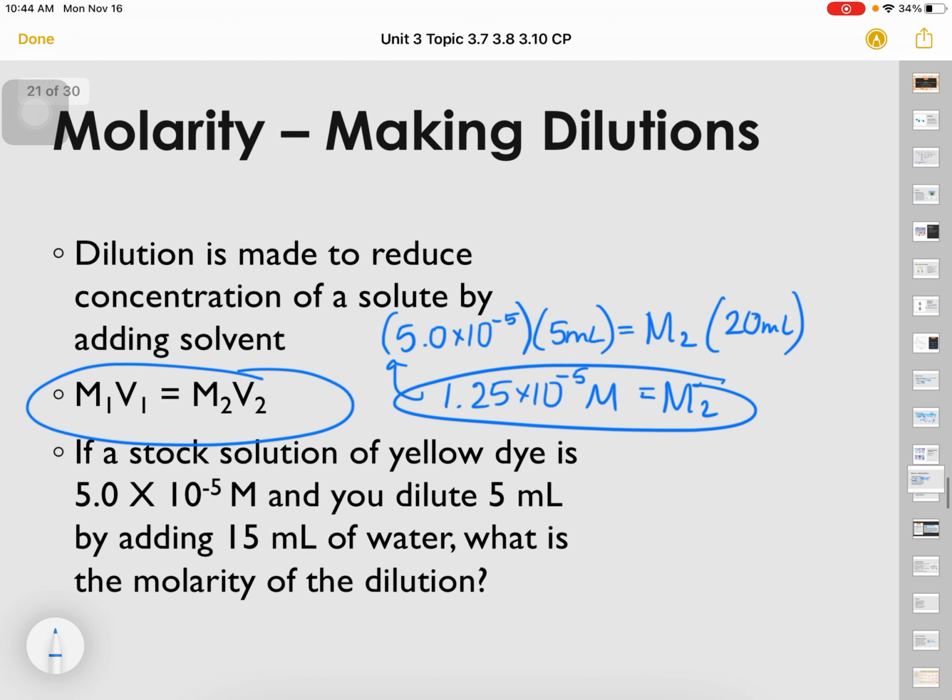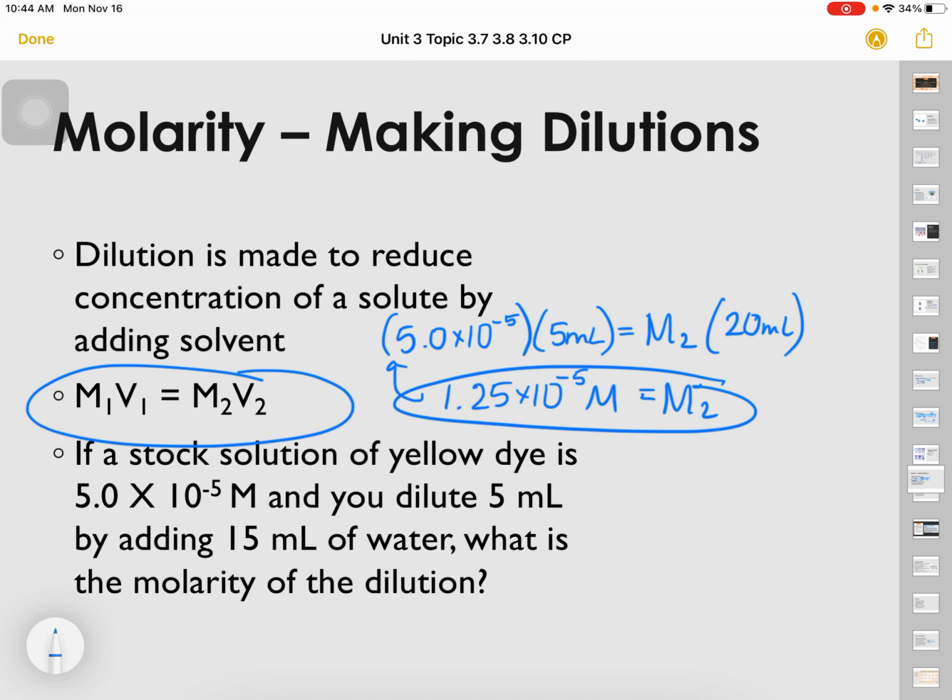Oh, and that is the end. So that's a quick review of what makes a solution, how to calculate molarity of a solution, calculate molarity of ions, how to make a solution, and how to do dilution. Stay tuned.